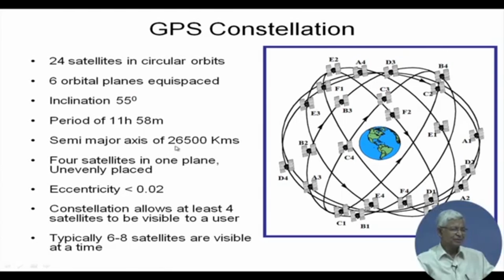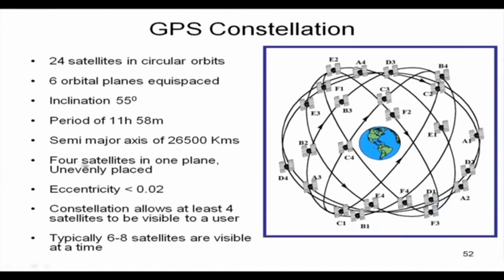Semi-major axis is 26,500 kilometers. It's not geostationary orbit, it's a medium earth orbit. 4 satellites in one plane, unevenly placed, not evenly placed. They did it for that GDOP improvement over the service area. And eccentricity is mostly circular, very low, 0.02, and the constellation allows at least 4 satellites visible to a user over most of the earth. Typically 6 to 8 satellites are visible.